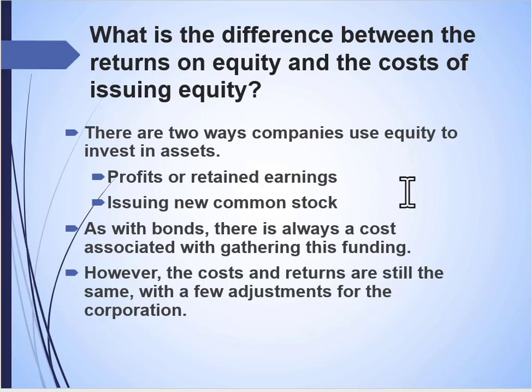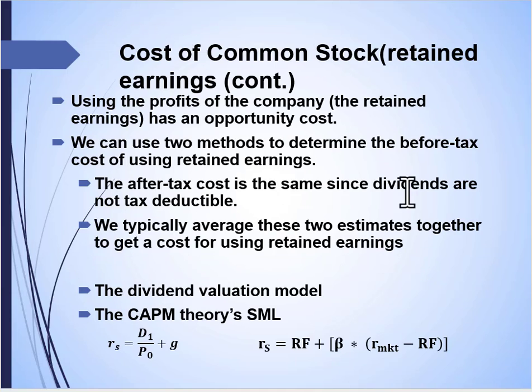So when you think about equity, how can companies gather equity? Where does it come from? So profits or retained earnings is one place where companies can get money. They can reinvest the profits of the company into buying assets. In addition, they can issue new common stock. And then here's where I come to that point, right? Just like with bonds, there's always a cost associated with gathering funding. Now, with retained earnings or profits, it's an opportunity cost. But with new common stock, there is absolutely a cost associated with issuing stocks.